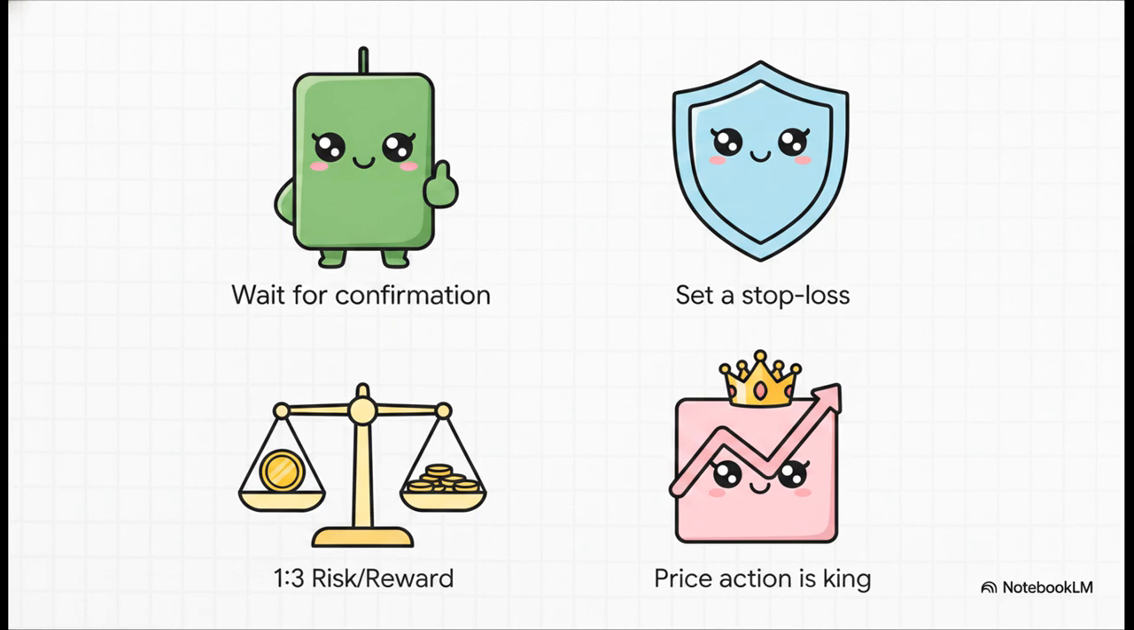First, don't jump the gun. Never anticipate the turn. Always wait for a confirmation candle, like a solid red or green candle proving the reversal is actually happening. Second, put your stop loss just past that recent high or low. Third, and honestly this is the secret to long-term survival, make sure you have a minimum risk-to-reward ratio of 1 to 3 or 1 to 4. And finally, never ever trade on RSI alone. Price action, support, and resistance, they are always king.